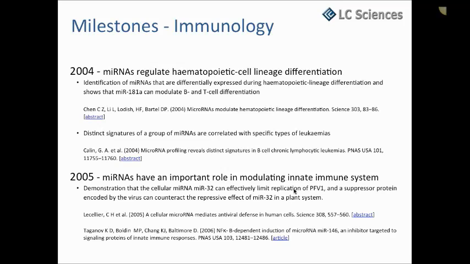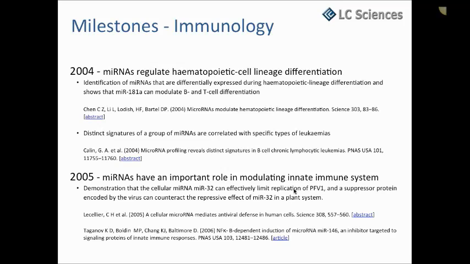Looking at the immunology field, 2004 is certainly a milestone. The paper of Lodish, Bartel and Chen in 2004 showed for the first time a microRNA involved in cell line differentiation. This was microRNA 181A, and it shows that it can modulate B and T cell differentiation. And the same year, a paper from Calin showed that there are certain signature microRNAs that correlate with specific types of leukemia.